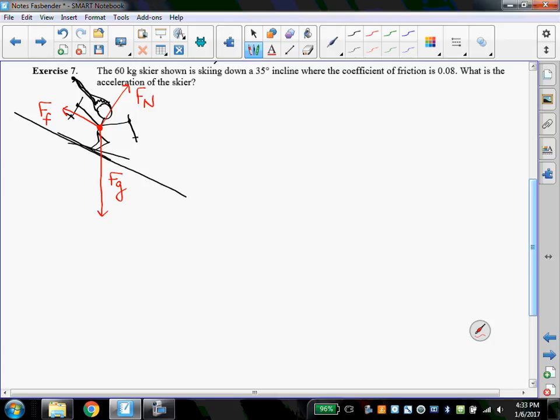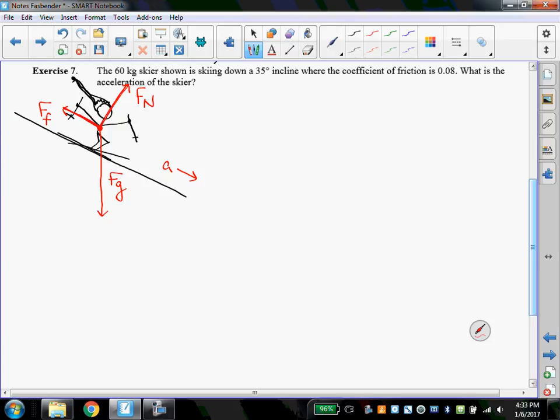Now the second thing we're going to do is write a net force equation in the direction that we are accelerating. And since we are accelerating down the hill, we're going to want to write a net force equation for forces that are up and down a hill. Now remember, when we have problems where we are on some kind of an incline, whether it be a hill or a ramp or anything, we want to change our frame of reference and tilt our x-axis and our y-axis. We want our y-axis to now be lined up with the normal force. We want our x-axis to now be lined up with the force of friction.